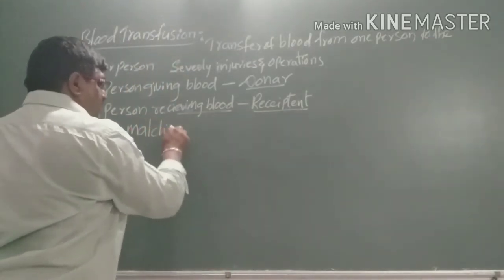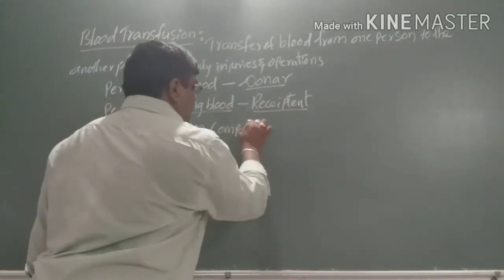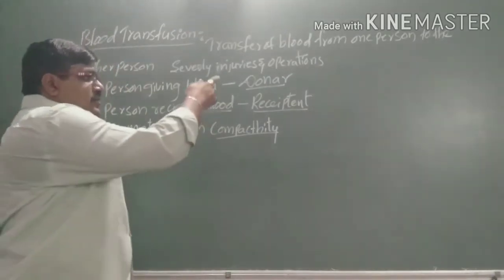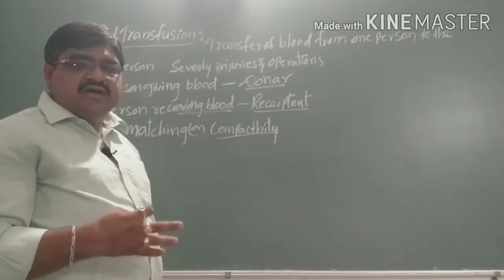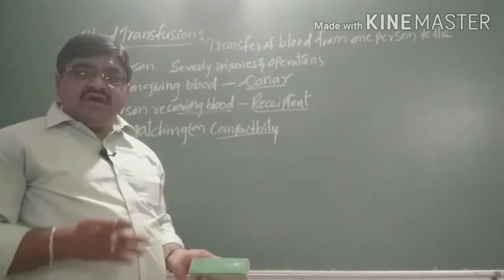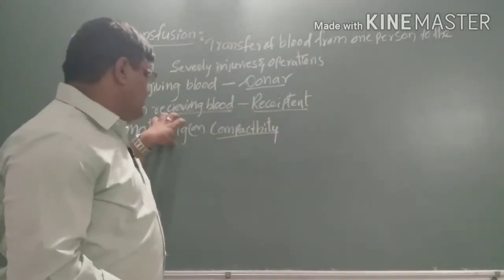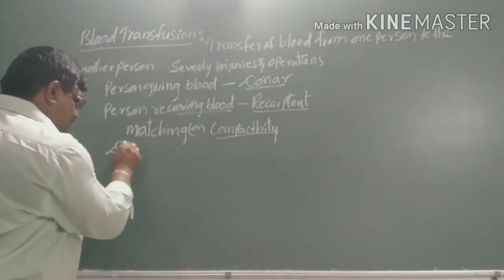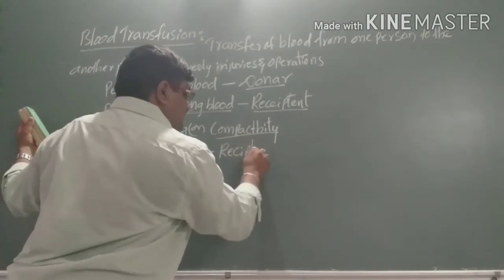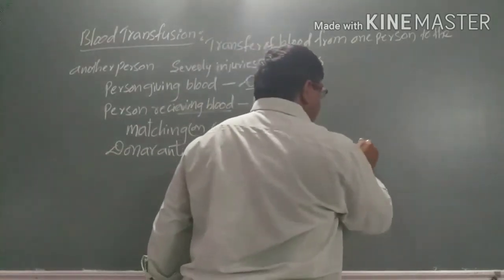The matching, or we can call it compatibility. That means when compatibility takes place, a donor's antigen cannot mix with the recipient's antibodies. The same type of antigen and antibodies should not be present; they should differ, and only then should blood be transferred from one person to another person. So matching means the donor's antigen and the recipient's antibody are different, and this condition we can call compatibility.